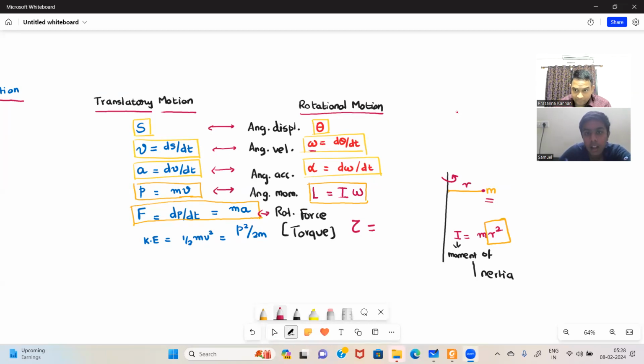So what should you have here? Just look into this formula and try to equate it. F is dp by dt. What will be torque? dp by dt means differentiation of linear momentum with respect to time. This will be differentiation of angular momentum with respect to time. So torque is equal to dL by dt, the rate of change of angular momentum with respect to time. Another way of writing it is R into F, or I alpha.